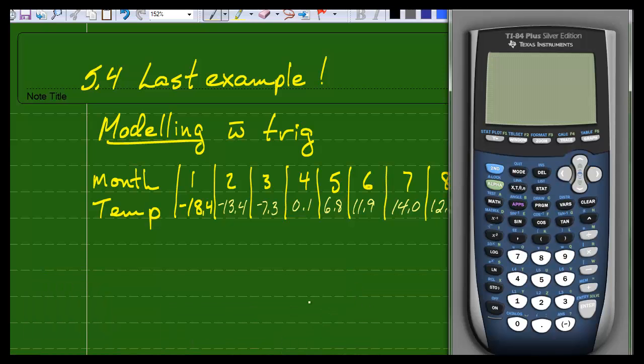So what we're going to do is input this data, this first list here, list 1 and list 2, into the calculator, and we're going to let the calculator compute what the sinusoidal equation is. We're going to do what's called a regression equation. We're going to work backwards from the data to create an equation.